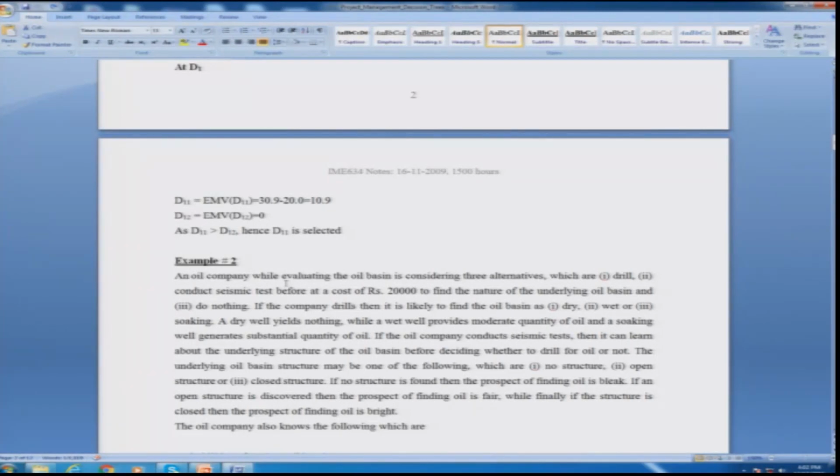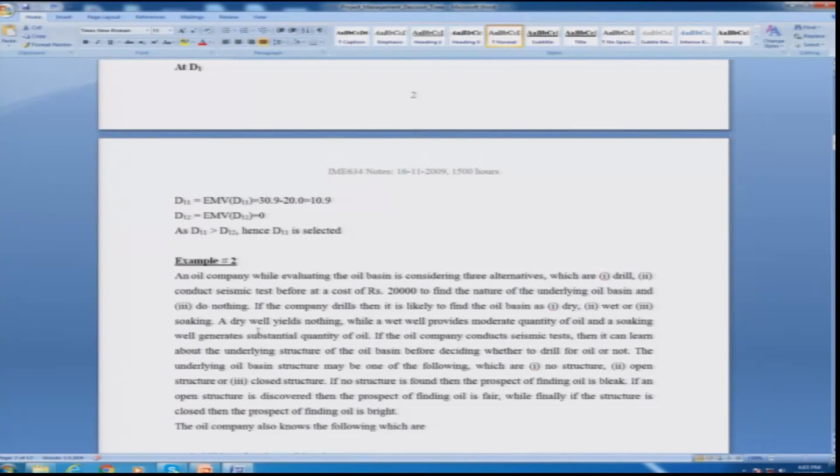Now, you will see that there are 3 alternatives, not 2. So, it is either drill, conduct a seismic test with a cost of 20,000 and find the nature of the underlying oil basin, or do nothing. So, doing nothing is also an alternative. So, if the company drills, the oil basin can be of 3 types depending on the geophysical characteristics. Either it can be dry, wet or soaking.